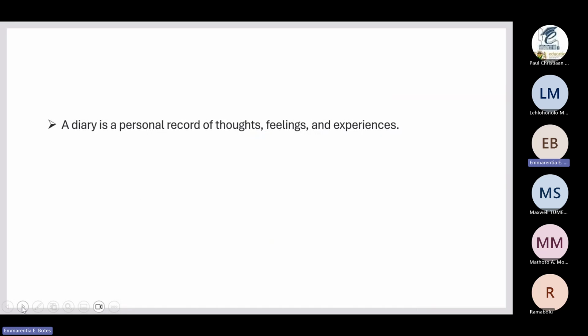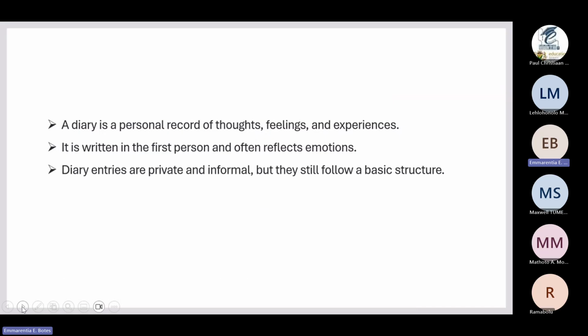Now, a diary is a personal record of thoughts, feelings, and experiences. As I've already said, it is written in the first person and often reflects emotions. Now, you might think, why am I repeating this? It is because I have seen that learners forget about these important things that we look at again. So diary entries are private and informal, but they still follow a basic structure.